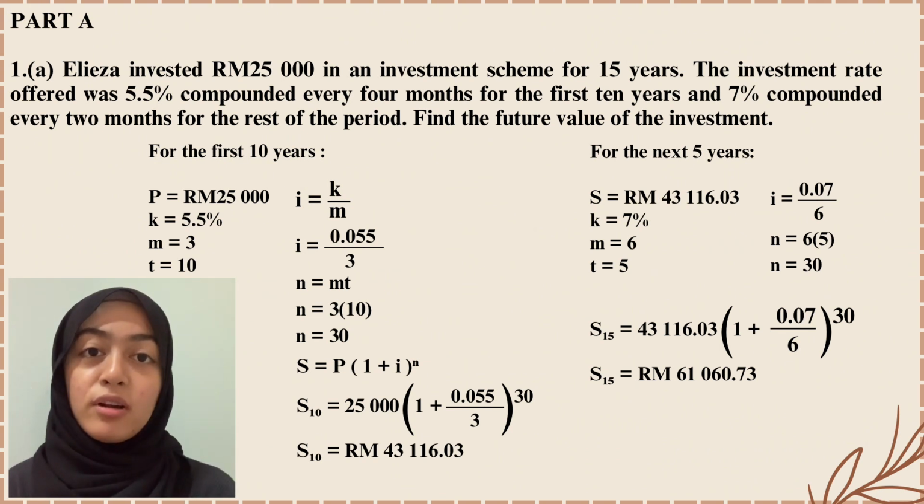And for the future value for the next 5 years, we will be using the same formula, where i equals 0.07 divided by 6, and n equals 6 multiplied by 5, which is 30. We substitute the information into the future value formula. So, the amount at the end of the investment for the next 5 years is 61,060 ringgit and 73 cents.